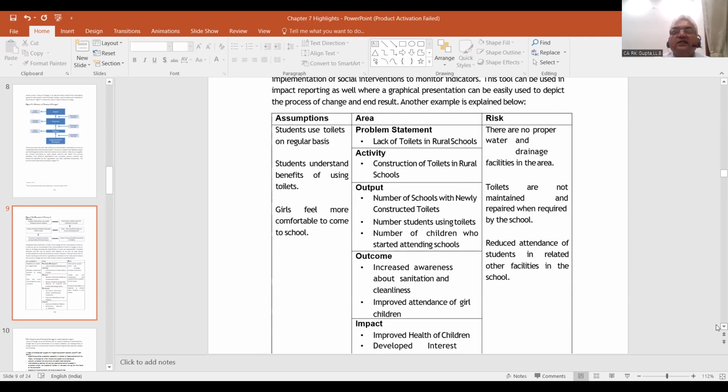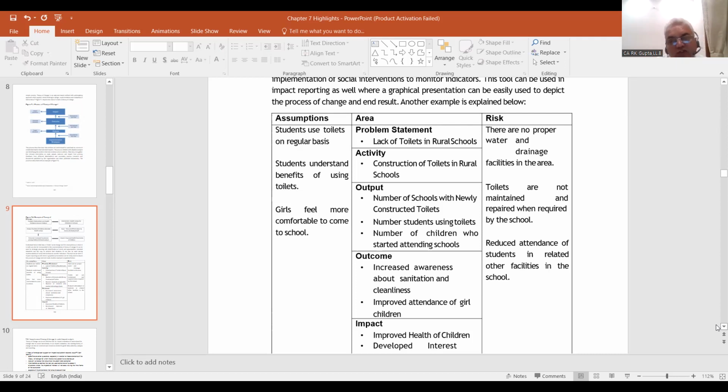And activity. What is the activity you intend to do? You want to construct toilets in rural schools. What will be the outcome? Number of schools. Outcome will always be measurable. So number of schools with newly constructed toilets, number of students using toilets, number of children who started attending schools, who were earlier not attending schools.